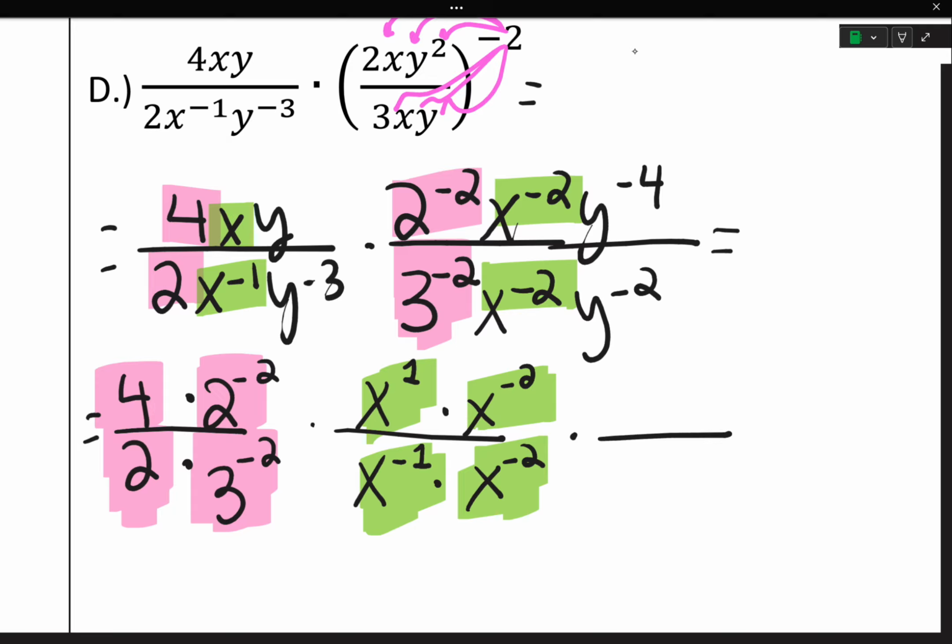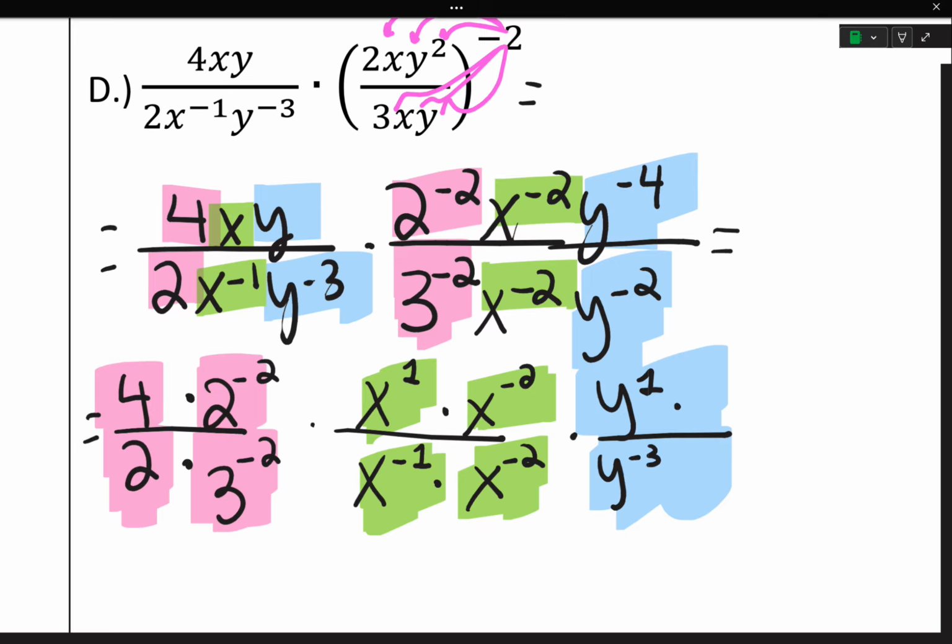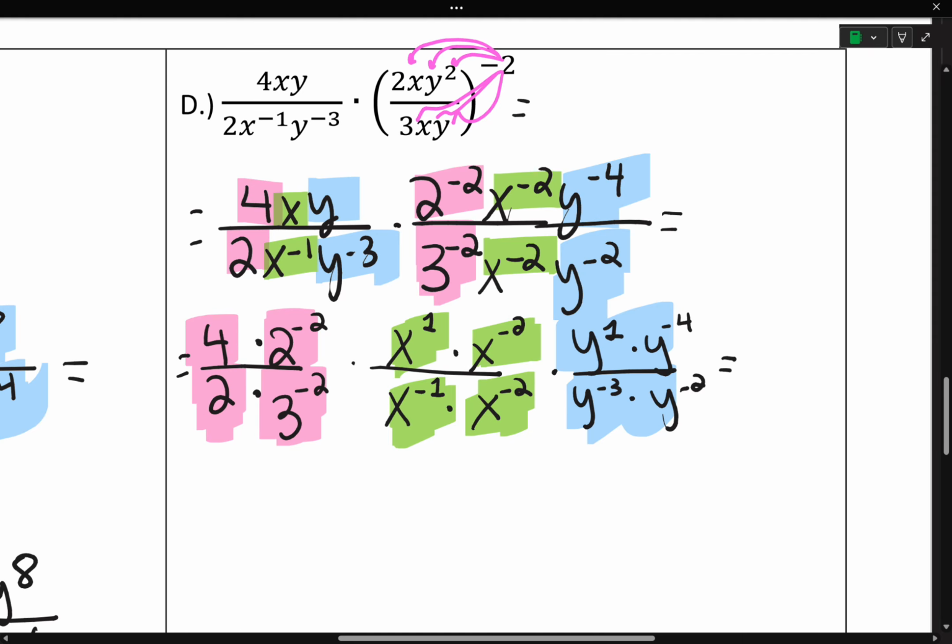And now let's organize those y's. For the first fraction, I have y to the first on top and y to the -3rd on the bottom. For the second fraction, I have y to the -4th on top, y to the -2nd on the bottom. All right, let's see what we can do. With the constants, I really do just need to flip those two, the 2 to the -2nd and 3 to the -2nd. That's the first thing I have to do before I do any multiplying or simplifying.